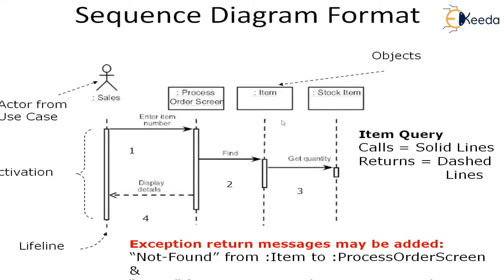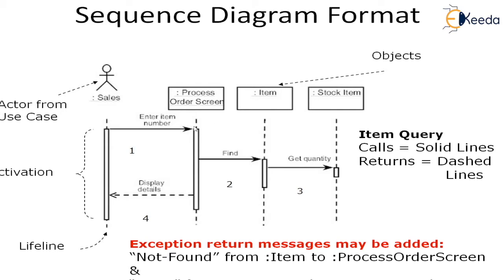This whole thing, this dashed line, is indicating the lifeline. And there is an item query equal to returns, this solid line. So when there is a message going, then it will be a solid line, and when the message returns back, it will be a dashed line. So that is what it is denoting. Returns are dashed lines and calls are solid lines.